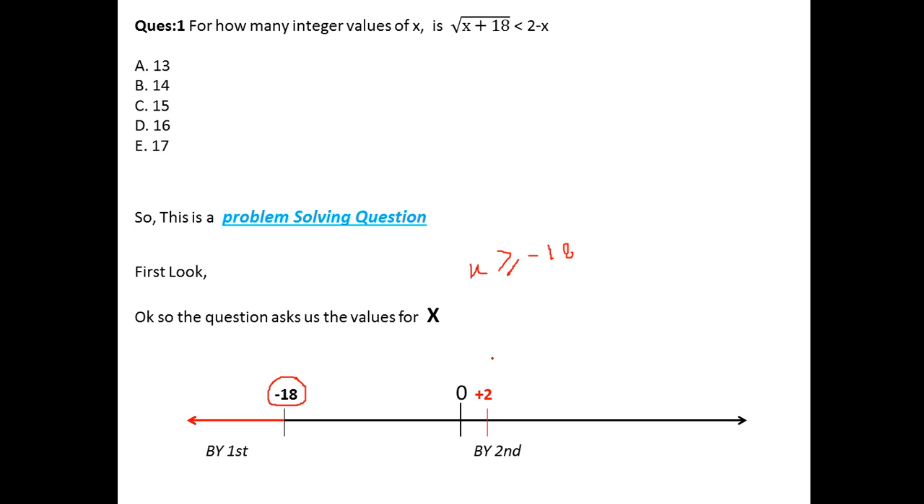Now by the second, I came to know that x is always less than 2. Here there is no equality sign. So plus 2 is ruled out. x cannot take the value of plus 2, and even less than minus 18 and greater than plus 2. So I am left with the region that is minus 18 to plus 2, in which minus 18 will work for me but plus 2 won't work for me.